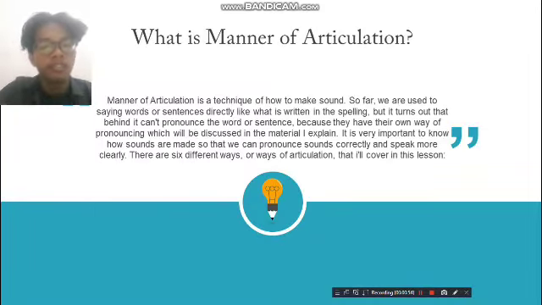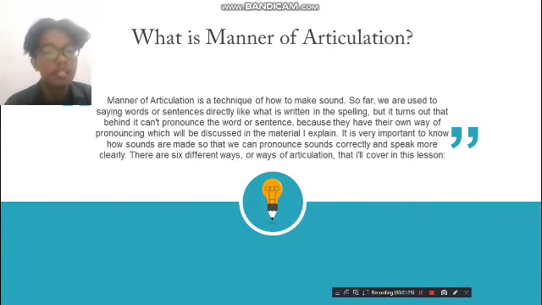So the first, what is manner of articulation? Manner of articulation is a technique of how to make a sound. So far, we are used to saying words or sentences directly like what is written in the spelling, but it turns out that behind it, there is a way of pronouncing, which will be discussed in this material I explained. It's very important to know how sounds are made so that we can pronounce sounds correctly and speak more clearly.